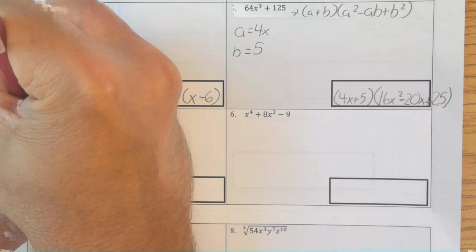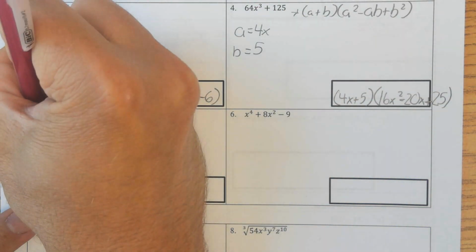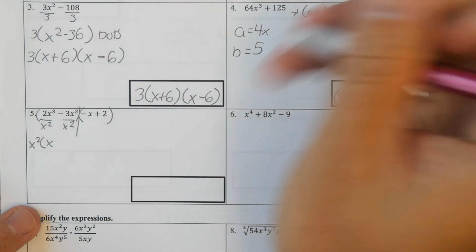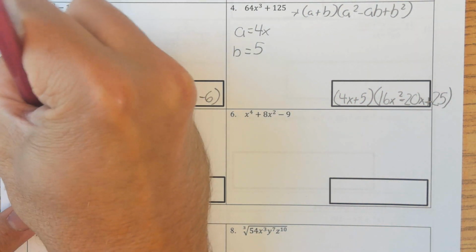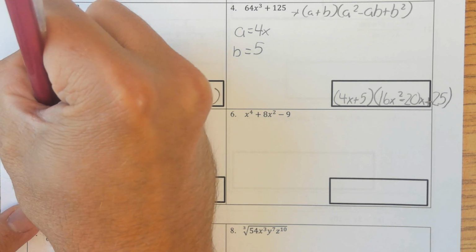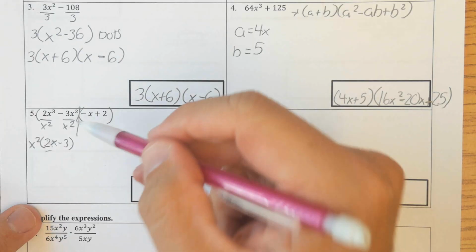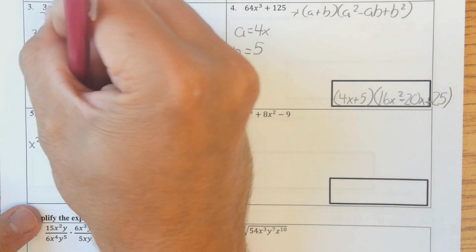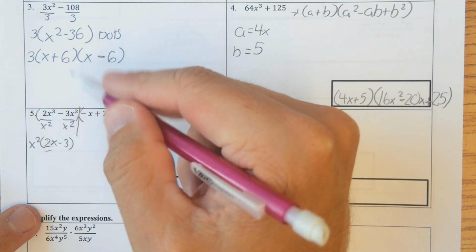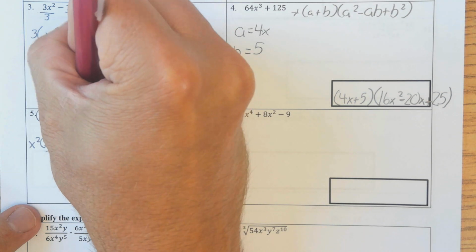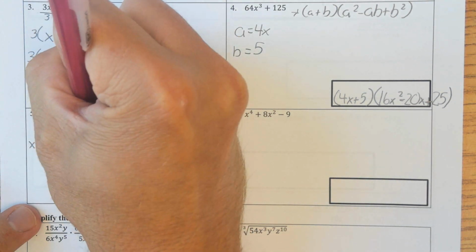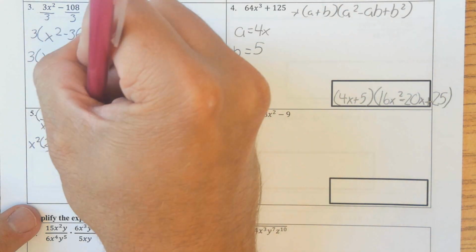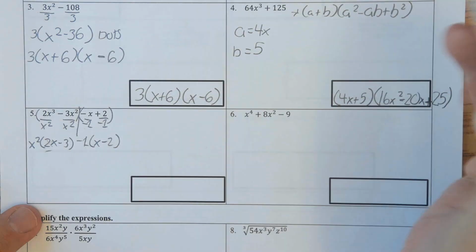And so when I do that, it's going to leave x squared on the outside, and that's going to leave me now with 2x minus 3. Okay, and then when I look at this right side here, the only thing they have in common is a 1, but that's a negative in front of the x, so I'm going to factor out a negative 1. And so I do negative 1 out front, that leaves me with x minus 2.